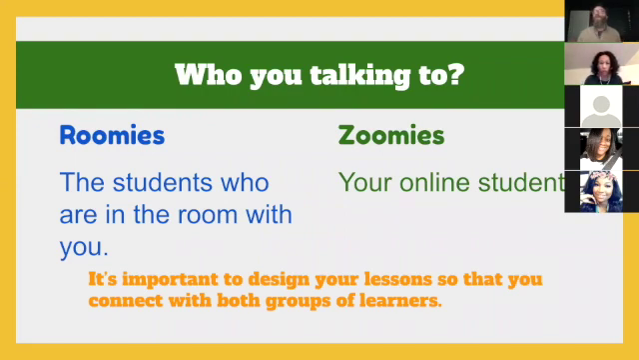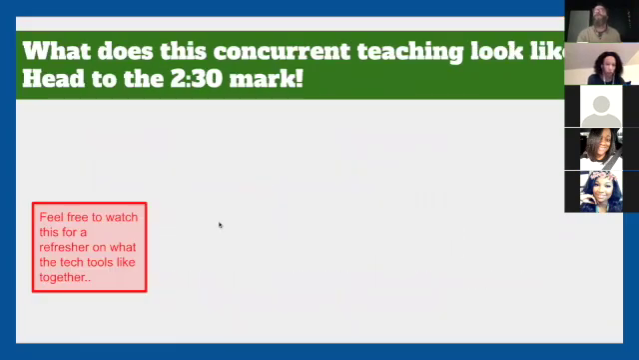Also, just to put out there, with the uncertainty that we have, it is quite possible that you may see a student on one day and not see them the next. So just be prepared to be highly flexible as far as who your roomies and zoomies are. When you're designing lessons, make sure they connect with both groups. You don't want to spend your whole time just on Zoom and ignoring the kids who are in your room, and you don't want to spend the whole time talking to your physically present students and ignoring your students online. So we want to make connections with both groups.